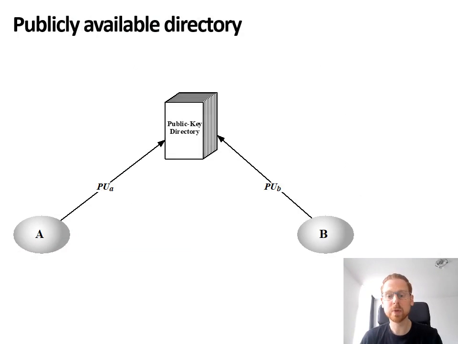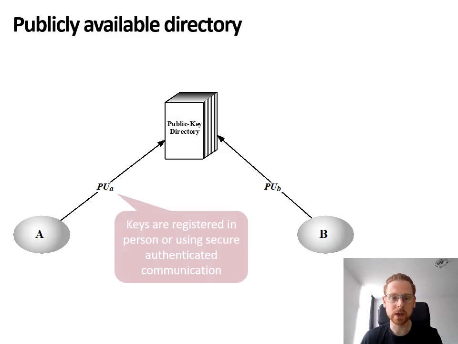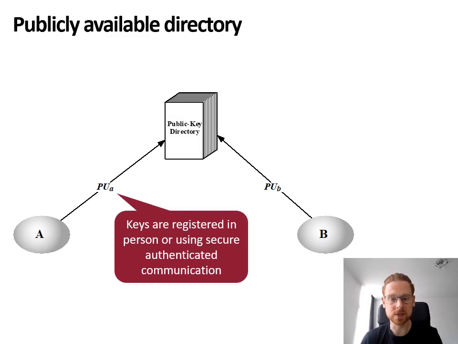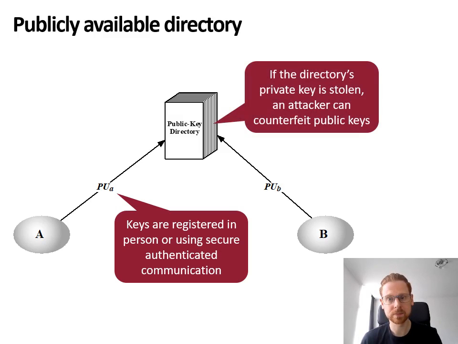The second method of public key distribution relies on a publicly available key directory, where anyone can register their public keys. This can be done either in person or some other secure authenticated communication method. Obviously, the public key directory needs to ensure that any registered key is authentic. However, this approach has some downsides. If, for example, the directory's private key is stolen, an attacker could counterfeit public keys and impersonate others.